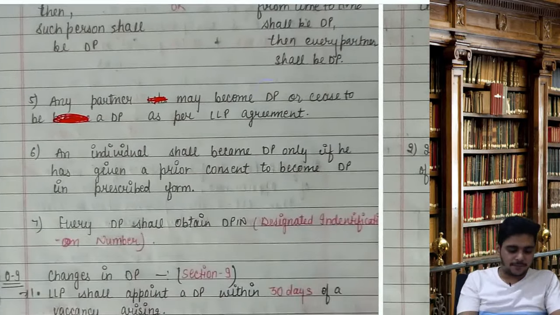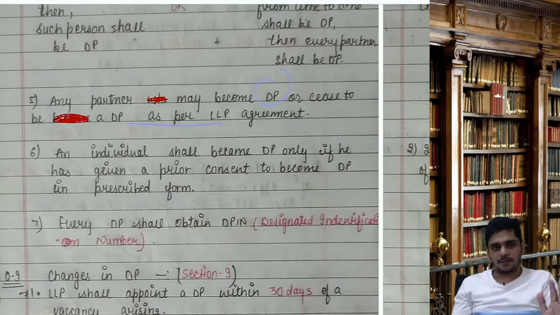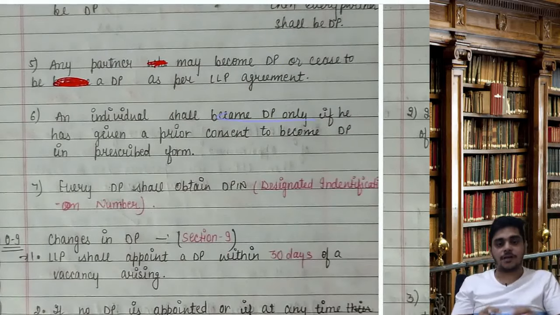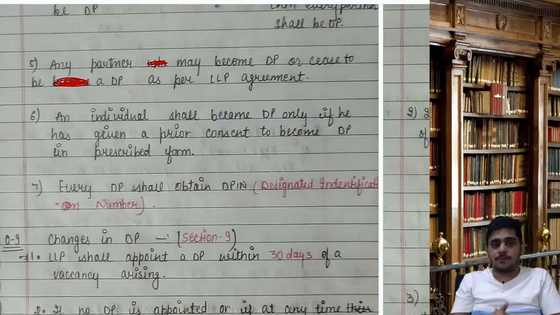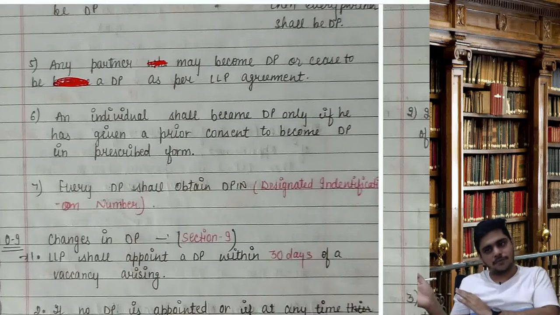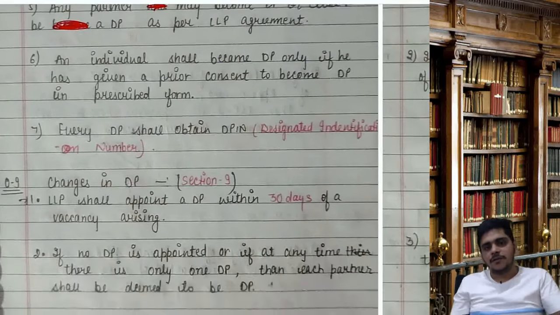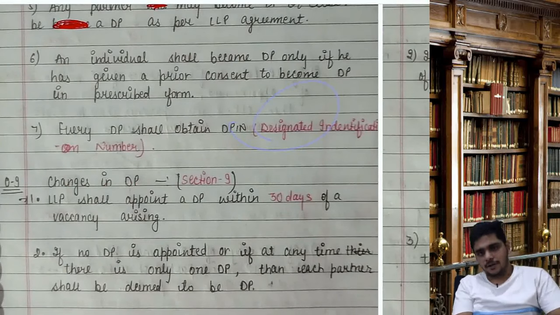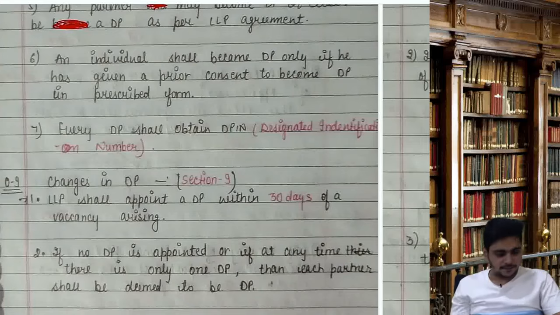Any partner may become DP or cease to be DP as per the LLP agreement. An individual shall become DP only if he has given a prior consent to become DP in the prescribed form. Okay, I'm ignoring the form numbers. Every DP shall obtain DPIN, that is designated partner identification number. Clear?